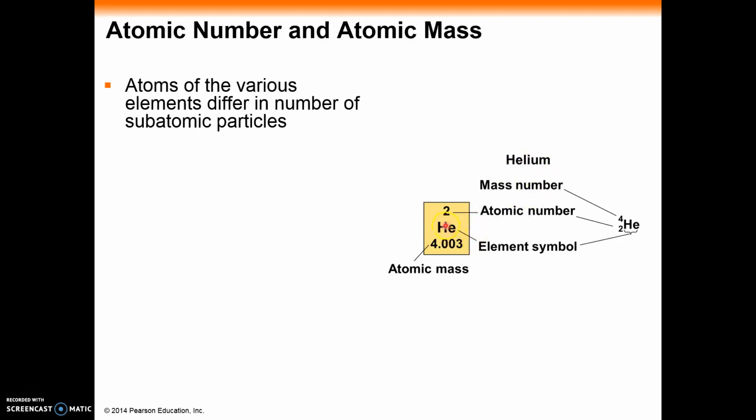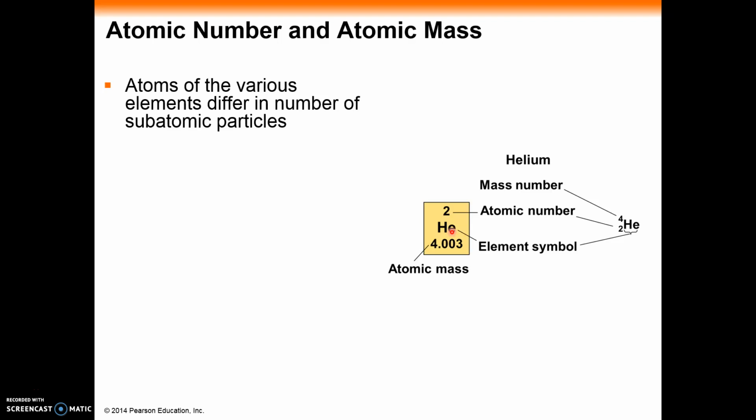We abbreviate it by the letters He. Others, such as oxygen, just have a single letter. In the case of oxygen, that is a capital O. When we're talking about elemental symbols, the first character is always capital. If it has a second character, it is always lowercase.